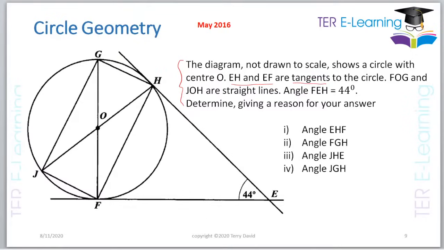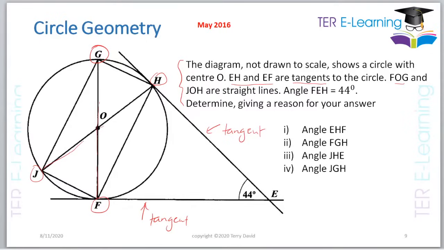So therefore, this point here, H, right, is the point where the tangent cuts the circle or meets the circle. The point F is also this. So this here is a tangent, right? This line here is also a tangent, right? That's all they're telling you in words here. And FOG and JOH are straight lines. So where is FOG? Right, so FOG is this line here, this line that's going up here, this is a straight line, and JOH, that is going this way, this is a straight line here, right?